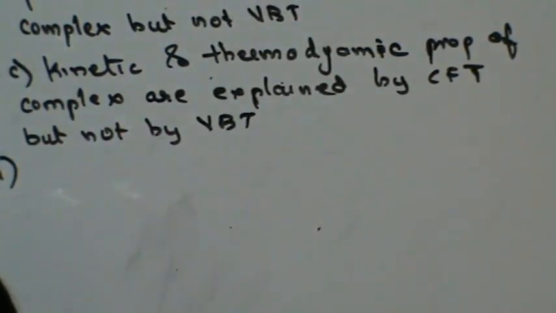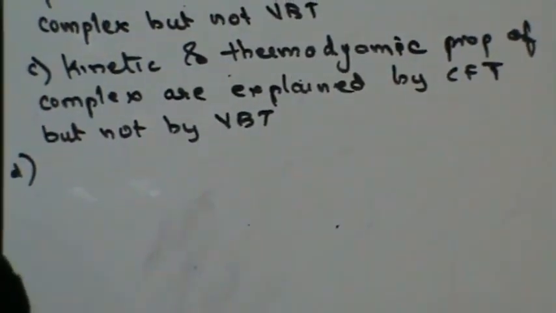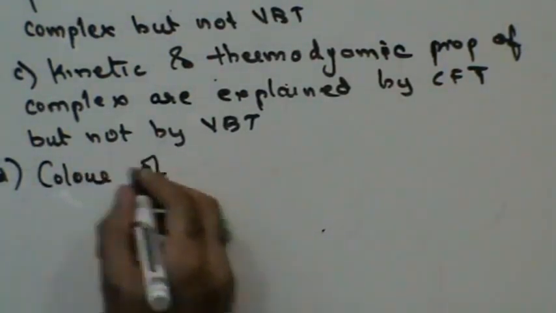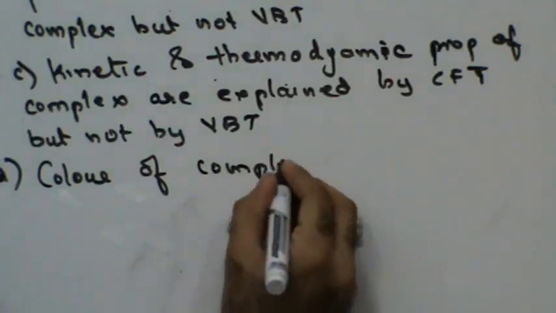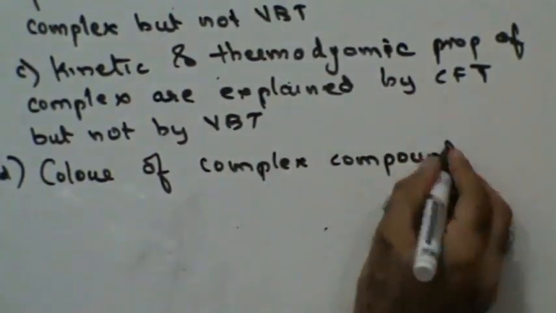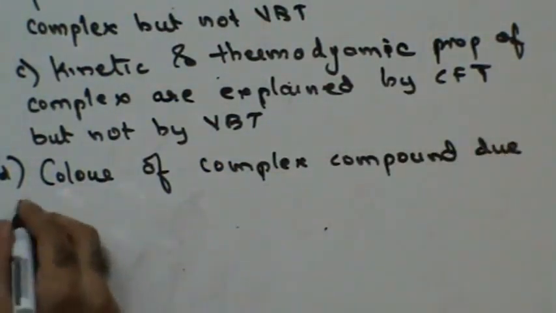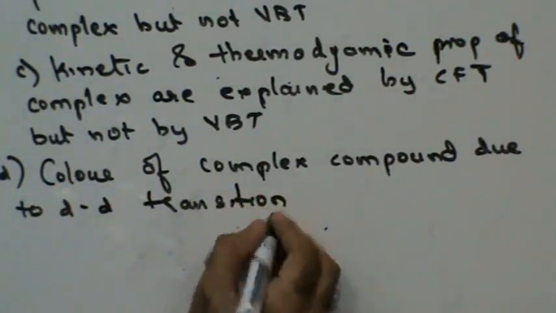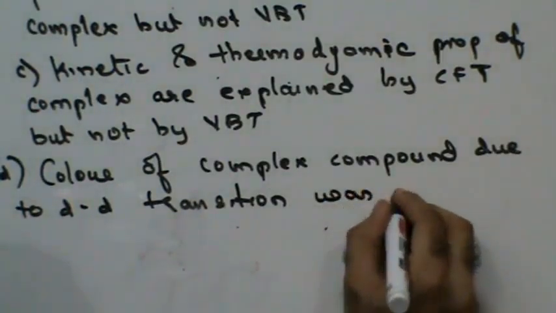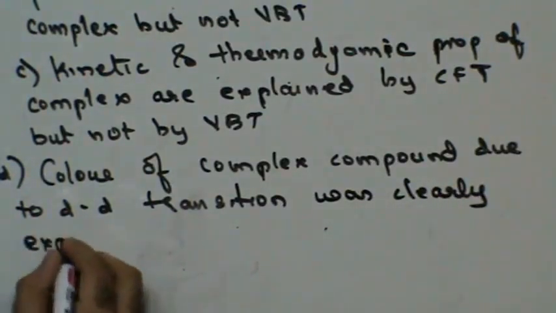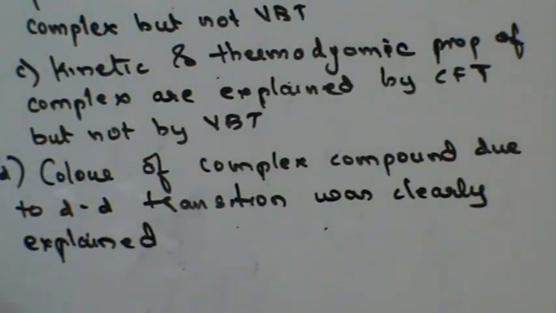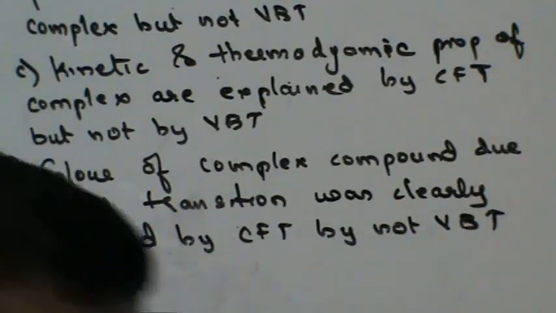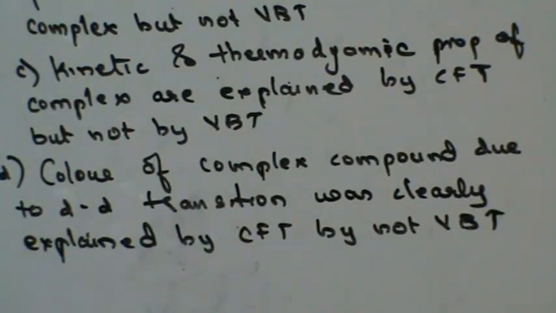And the last thing is that the color of the complex compound due to the d-d transition is clearly explained by the crystal field theory, but not valency bond theory. So that was the superiority of the crystal field theory over the valency bond theory.